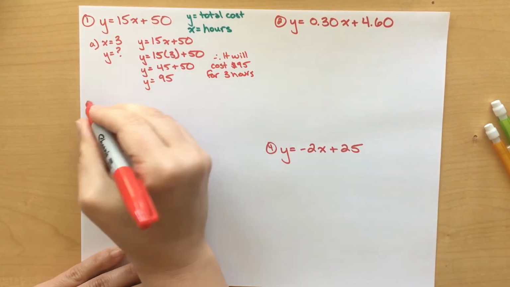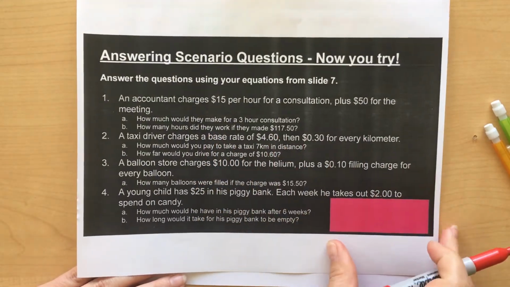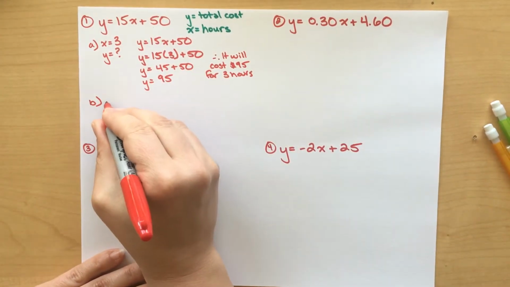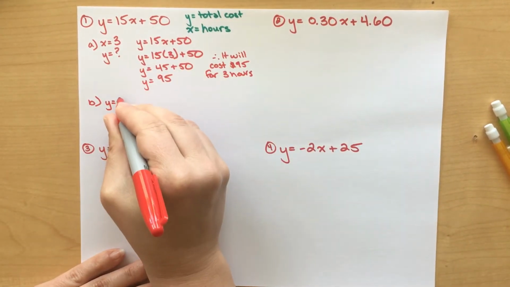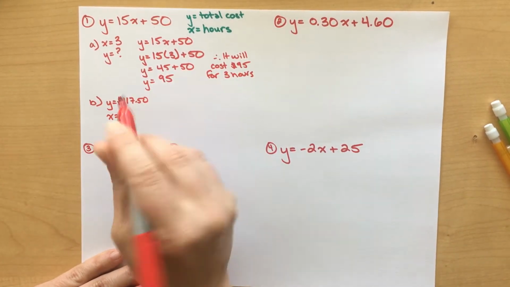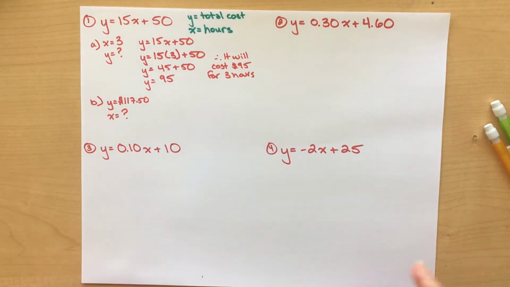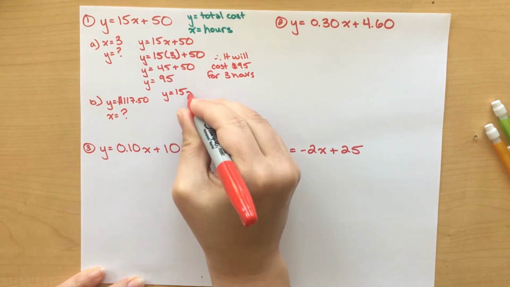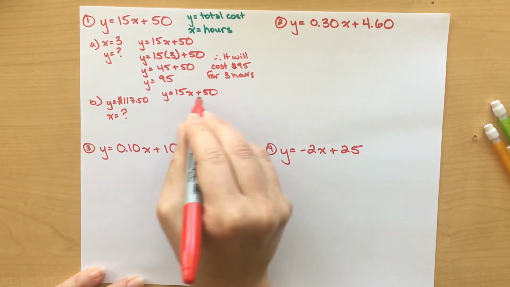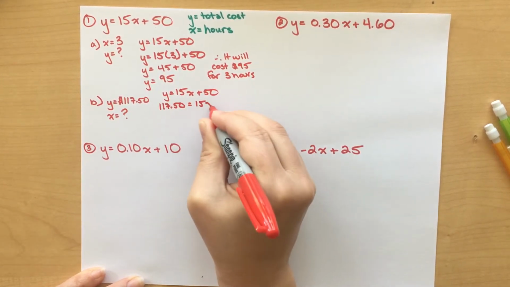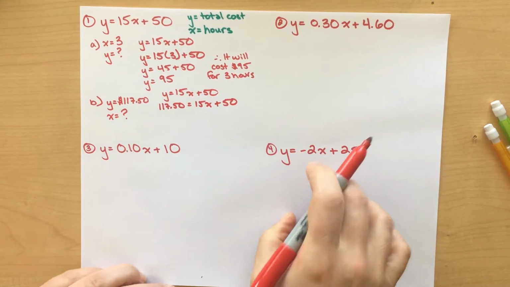B, how many hours did they work if they made $117.50? For B, we know the total cost, $117.50. We don't know how many hours it is. That's what we're going to be trying to figure out. So again, I'll write out the equation first, and then substitute in the values that I know. So I know y is 117.50. I don't know the x, so everything else gets repeated.